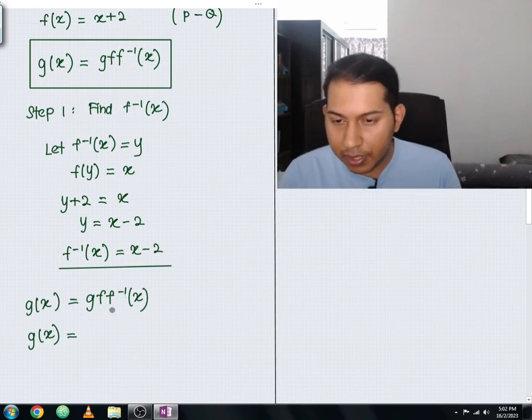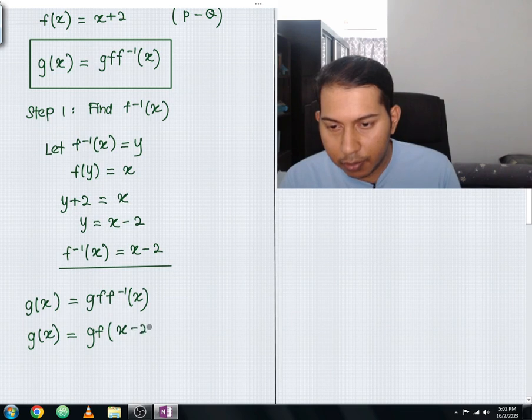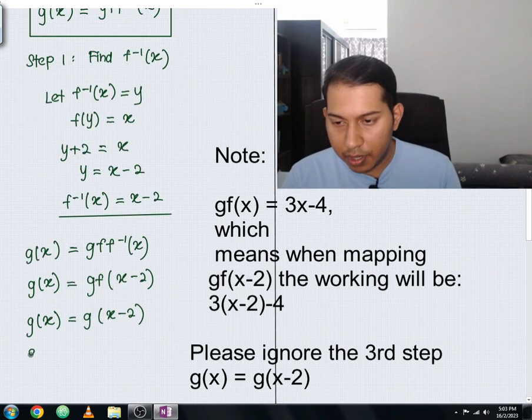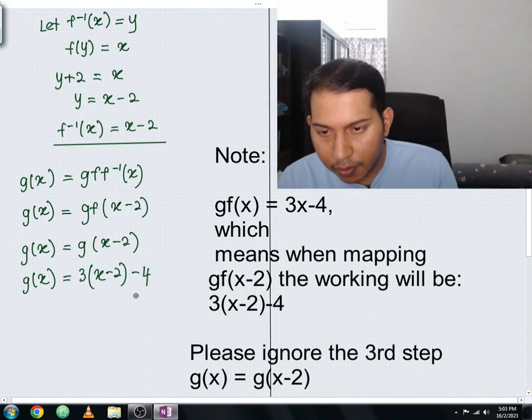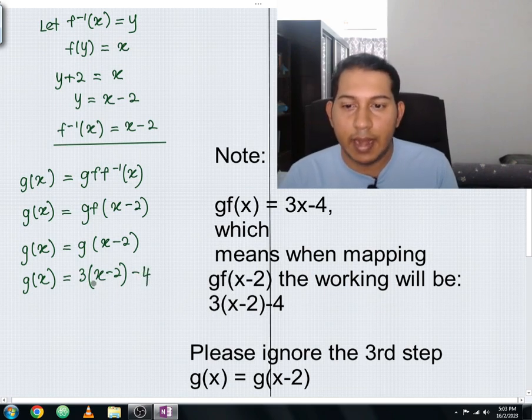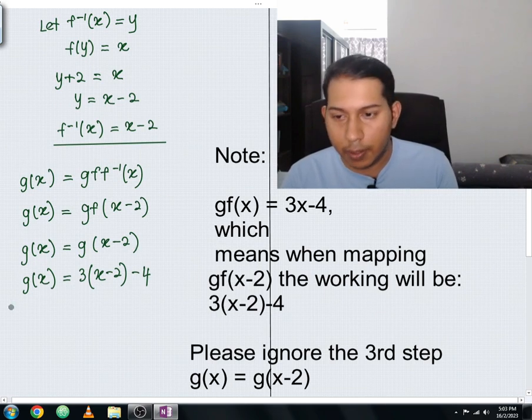Since f inverse x is equal to x minus 2, from here g f, in a bracket, x minus 2. So g(x) will be equal to, in a bracket x minus 2, and then minus 4. Instead of writing x, we're going to write x minus 2. We're going to map the x minus 2 over the function g.